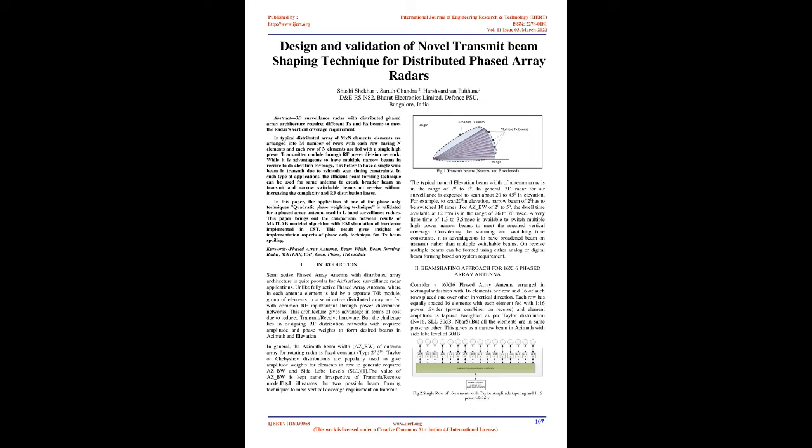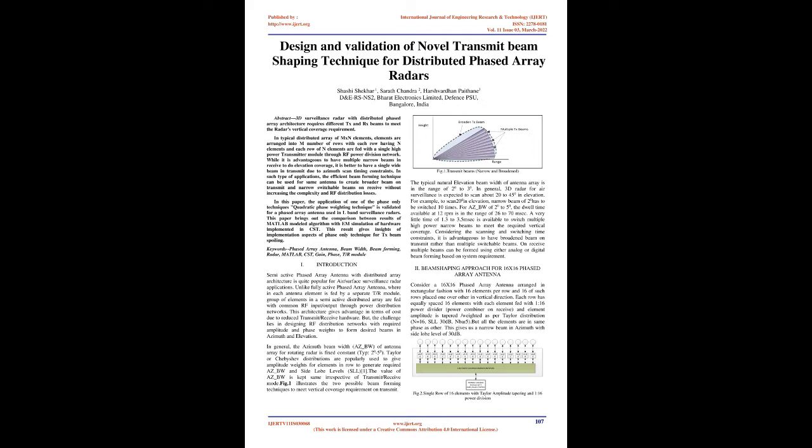azimuth and elevation. In general, the azimuth beam width, AZ_BW, of the antenna array for a rotating radar is fixed, typically 2° to 5°. Taylor or Chebyshev distributions are popularly used to give amplitude weights for elements in a row to generate the required AZ_BW and side lobe levels, SLL. The value of AZ_BW is kept the same irrespective of transmit/receive mode.